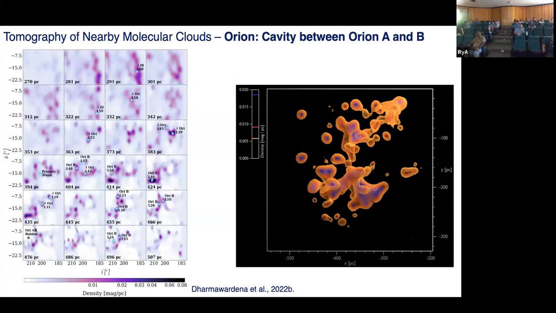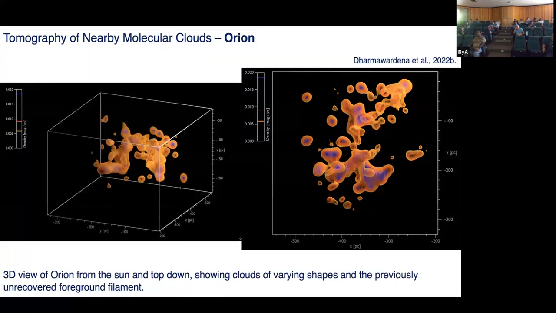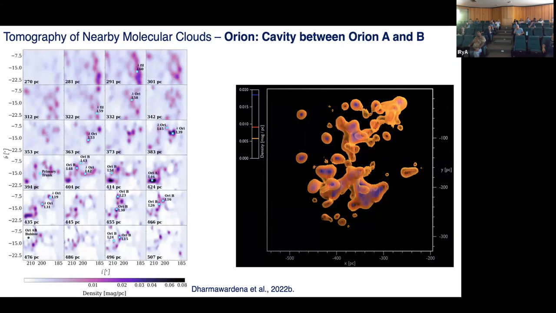Another interesting thing with Orion is this gap here, because we have Orion A here and Orion B here, and it forms this cavity where Orion A and B overlap. This was interesting because we didn't know where this cavity comes from. That's why I'm not calling it a bubble, I'm calling it a cavity, because we looked at everything, from supernova remnants to anything that could blow out a cavity, and there's nothing there. But it is forming this sort of bubble shape here.